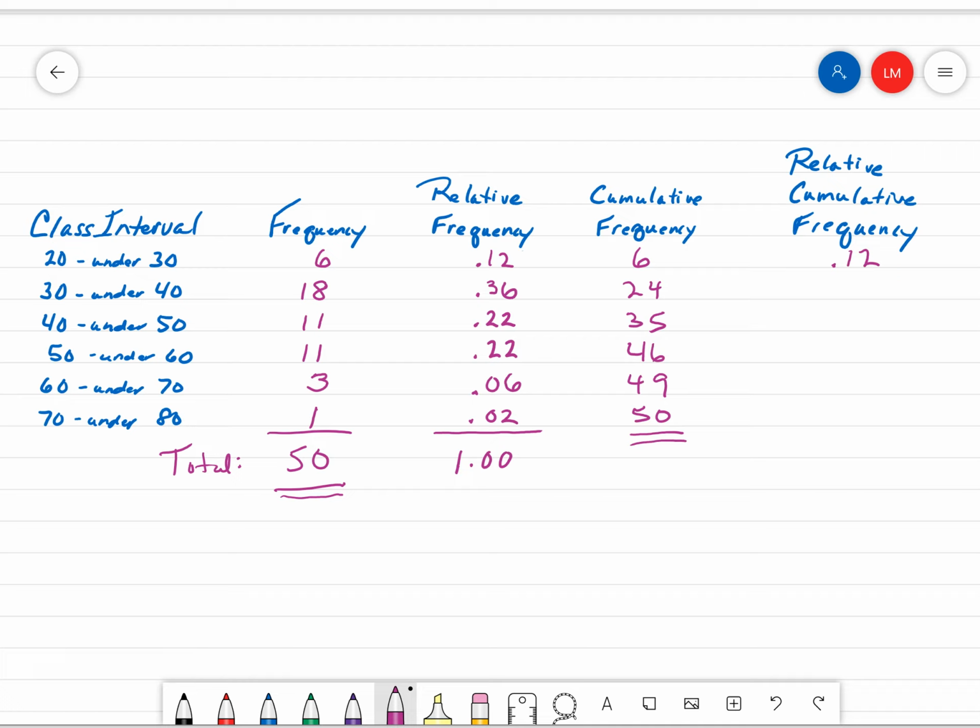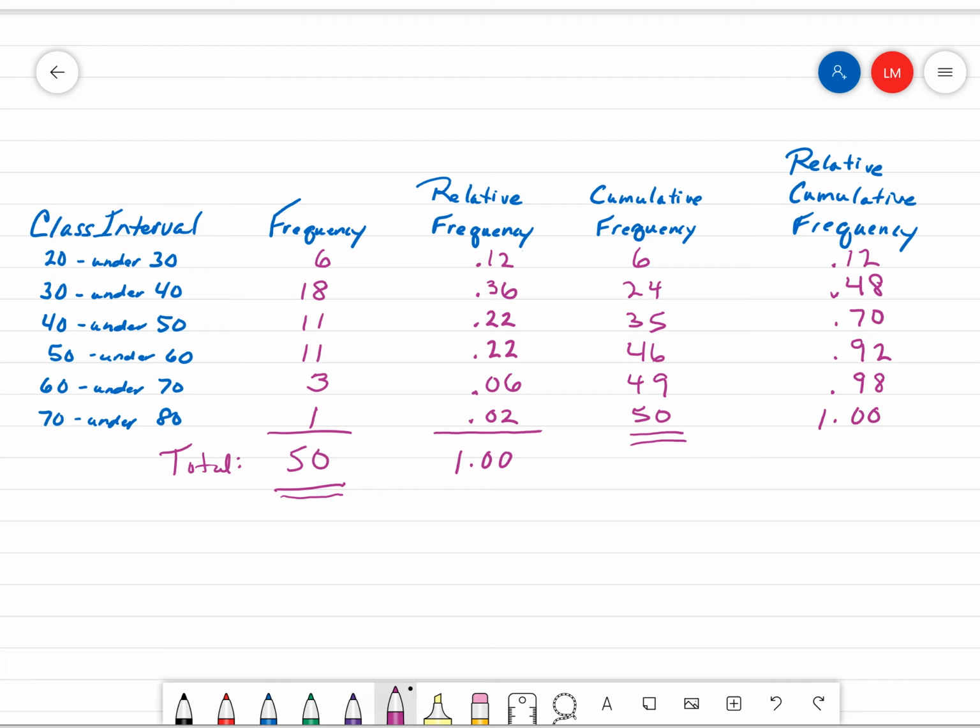And then 24 divided by 50 is going to be 0.48. And the next one is going to be 0.70. Then the next one, 46 divided by 50 is going to be 0.92. I can write it in there neatly. And then the next one, 49 divided by 50 is going to be 0.98. And then 50 divided by 50 is going to be the total, 1. And that's how it should end up.